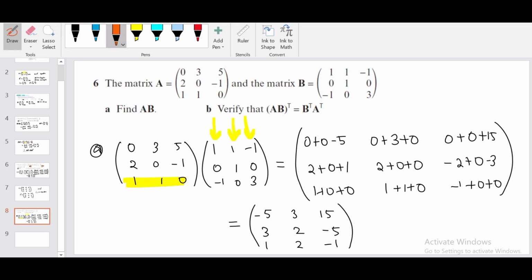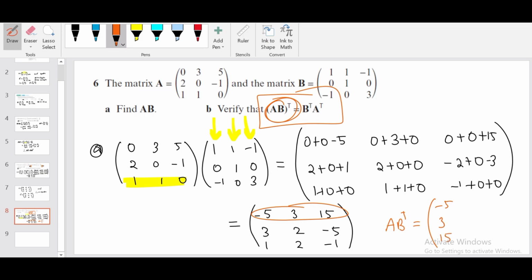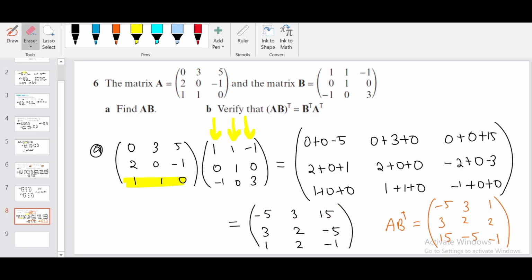They want you to verify this, so let's find the transpose of AB. Transpose of AB is equal to, take the first row, write it as a first column, second row as a second column, third row as a third column. Okay, we got the transpose of AB already. Now we need to take transpose of B multiplied by transpose of A. That's what we are going to do now.